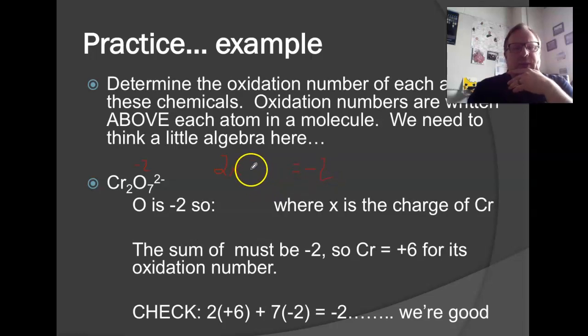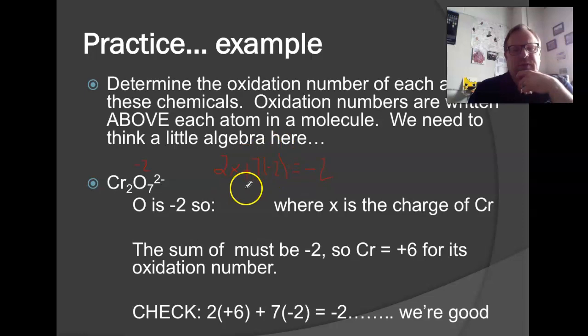Okay. And then we just have to take care of oxygen here. So we're going to add that. There are 7 oxygens, with each of them having an oxidation number of -2. And I apologize for the drawing. When I get home and I'm working on my computer at home, it'll be a little bit better quality, I think, when it comes out here. So 2x plus 7 times -2 equals -2.